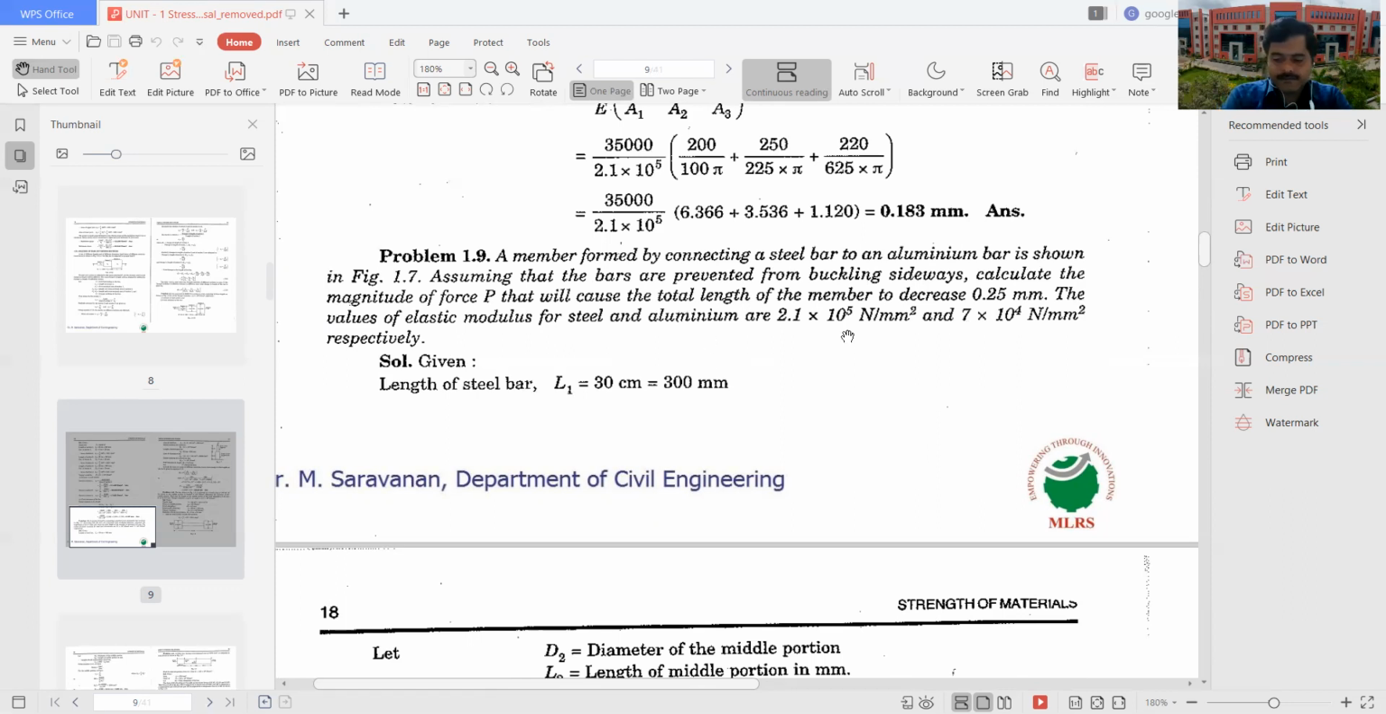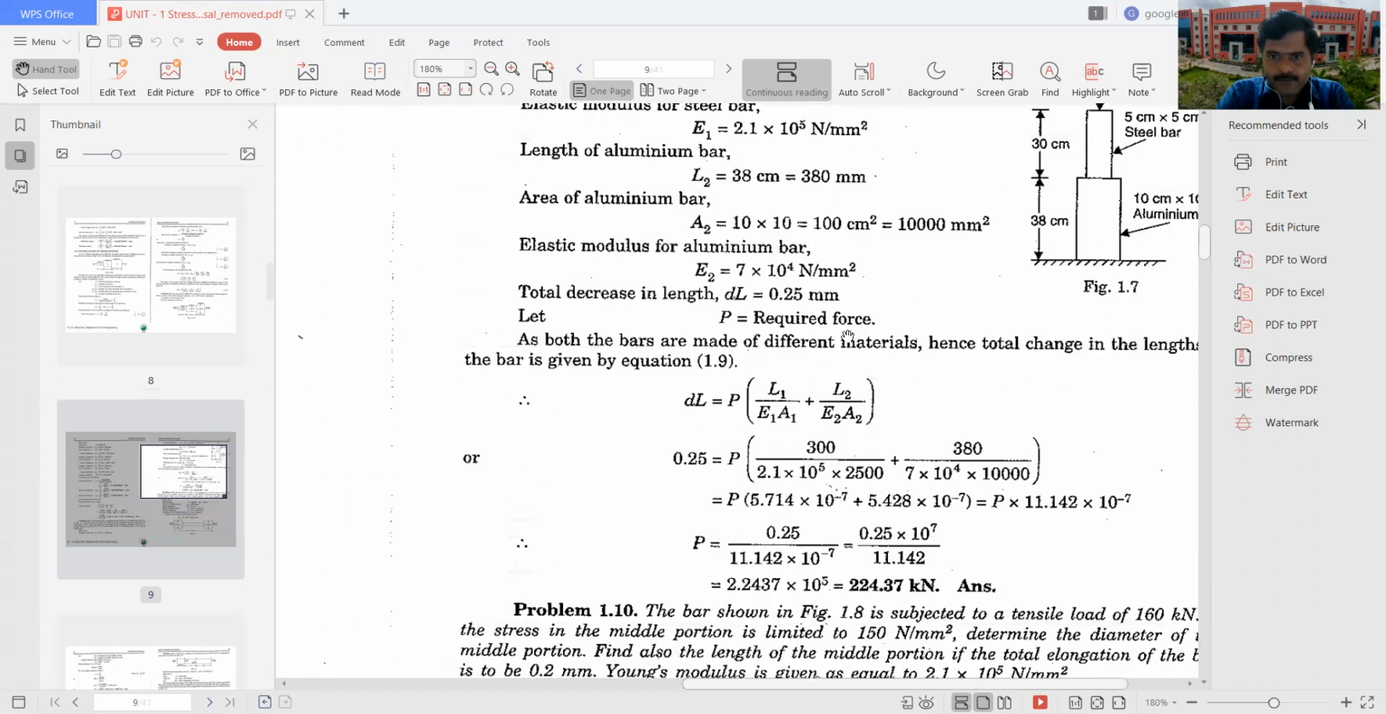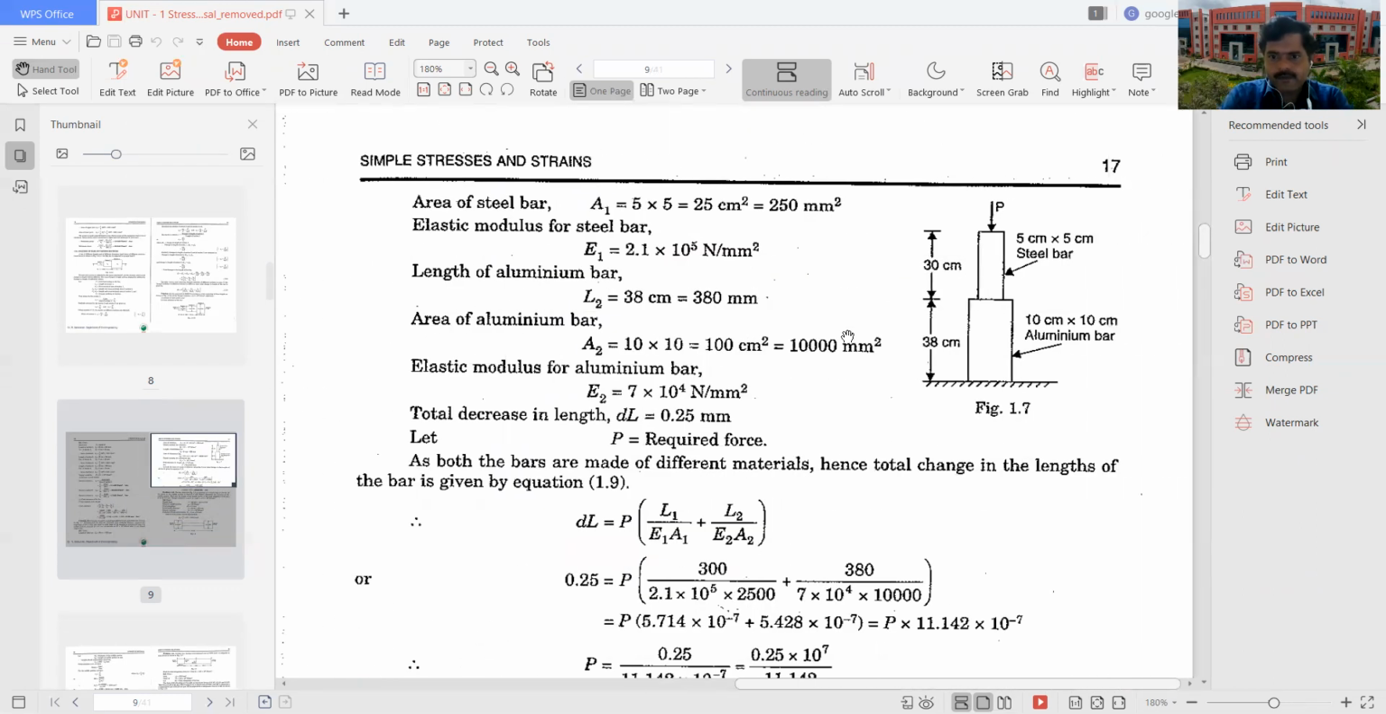Okay. So you can see the diagram. So here, L1 is given as 30 centimeter, L2 is given as 38 centimeter, and the cross section of the steel bar is given. So therefore you can calculate A1. The cross section of the aluminum bar is given, you can calculate A2, and E1 and E2 are given. They ask you to find out the P value, right?